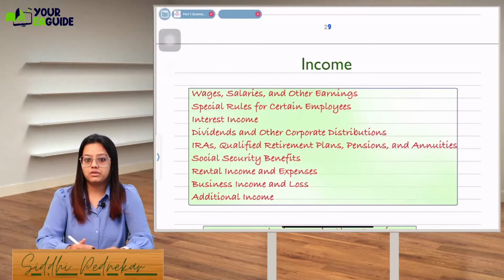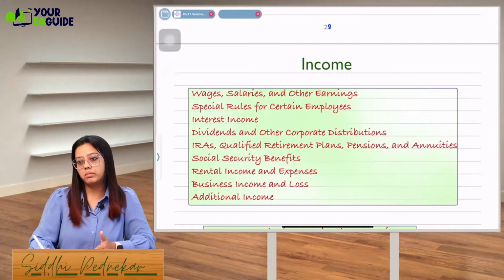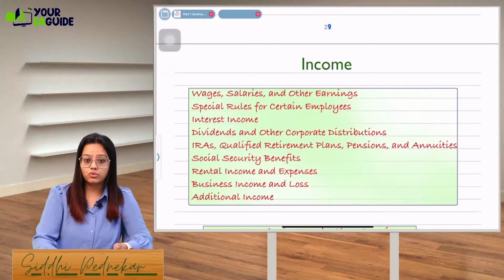All right, so we'll start with the income topics. Today we'll be completing the income, and then tomorrow we'll be moving to the foreign related topics, foreign income exclusion, foreign tax credits, and everything. Okay, so quickly we'll start in income.